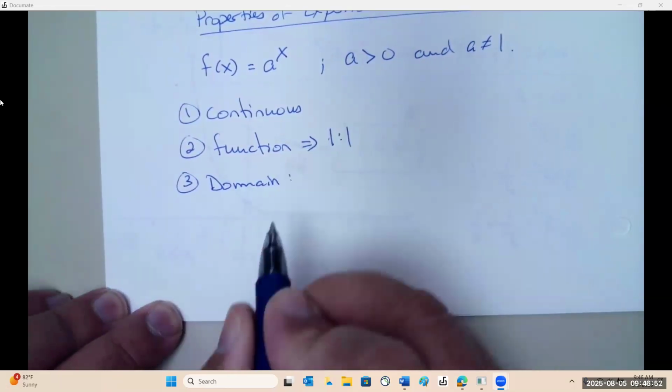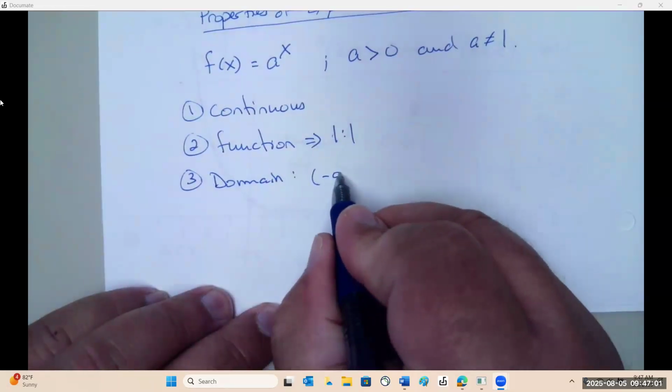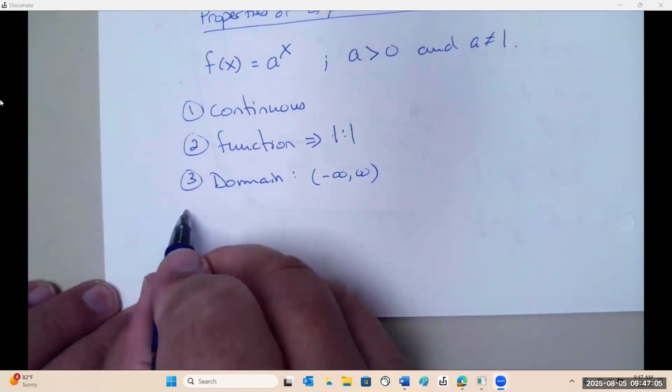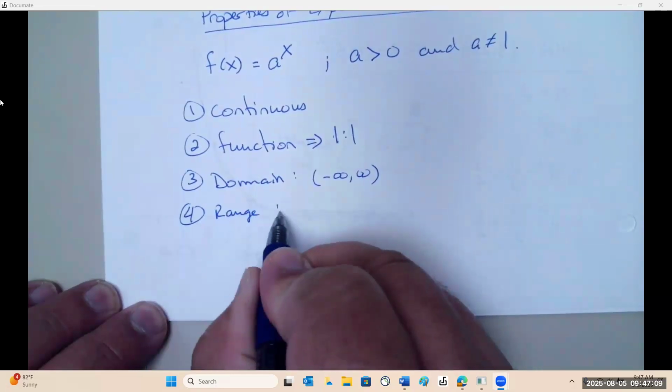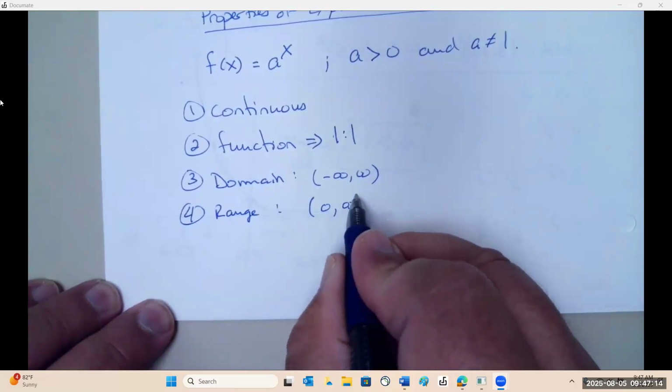What's the domain? All real numbers, negative infinity to positive infinity. So any x you want, you can put it in there. What's the range? It's strictly greater than 0.